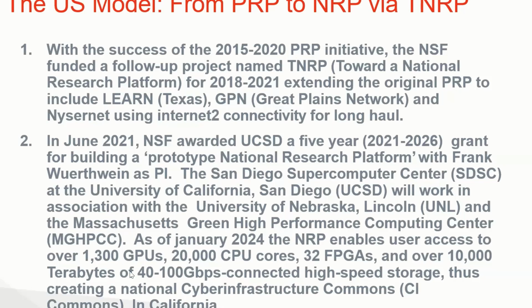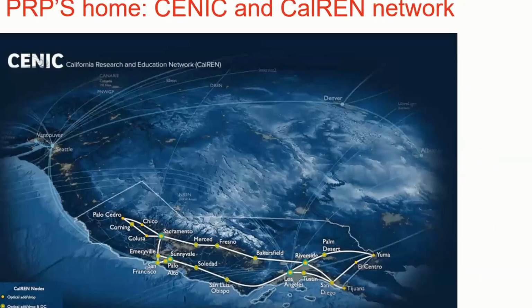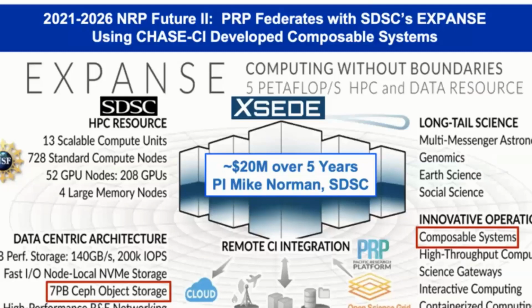And connectivity at 40 to 100 gig between the pieces. In fact, they call that, and I think it's the right name, the Cyberinfrastructure Commons. Commons in California, in fact the same Commons you find in Singapore. As we know, the Korean research platform has the 25 national research centers connected. This is the way to go. CENIC and CalREN is the home, as I mentioned.